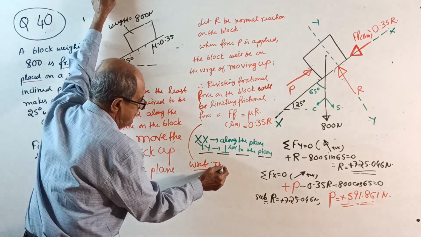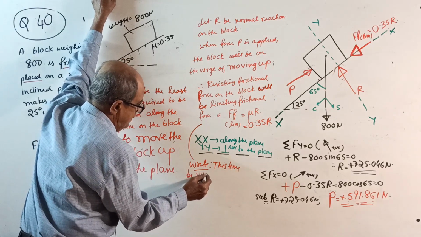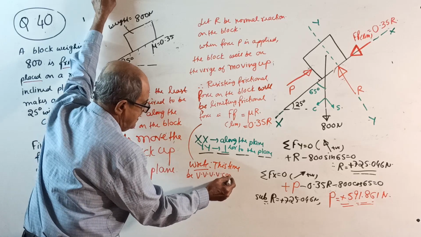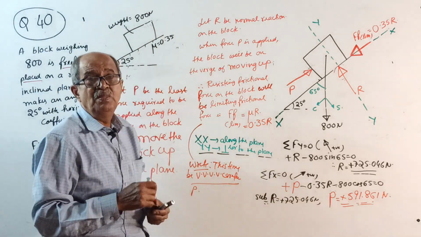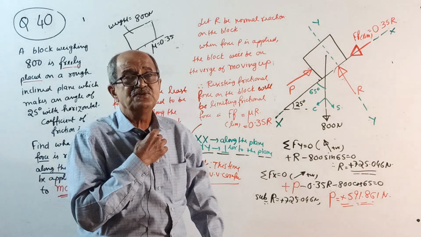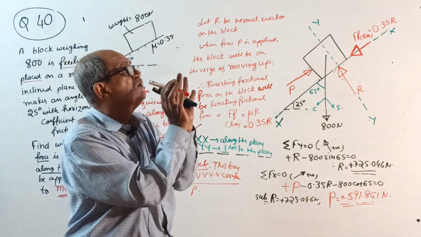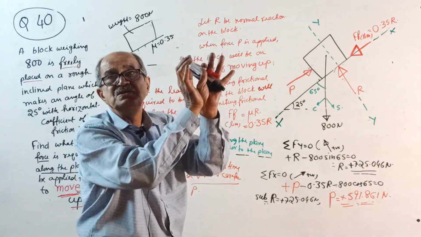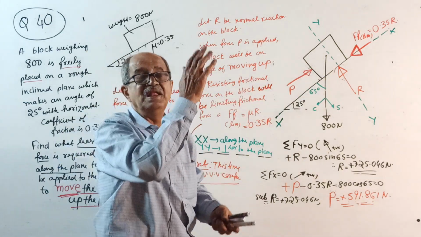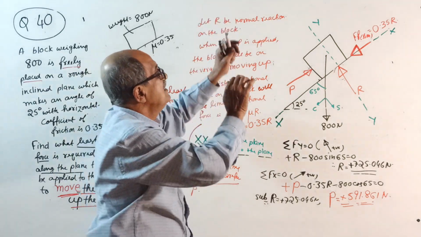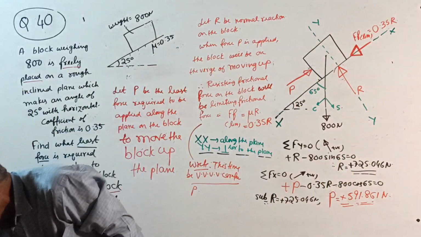This time, be very, very careful. The purpose of P, I am dictating now, you should write here: the purpose of P is to move the block up the plane. What is the least force required to move it up the plane? Therefore, the tendency of the block is to move up the plane. When you try to move up the plane, the friction will be reversed.